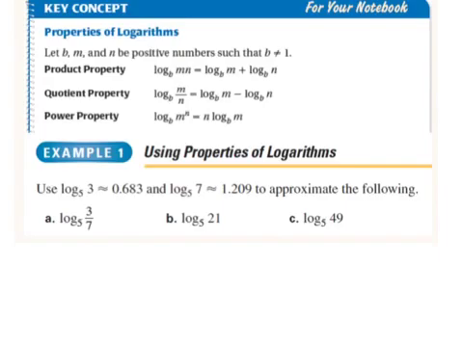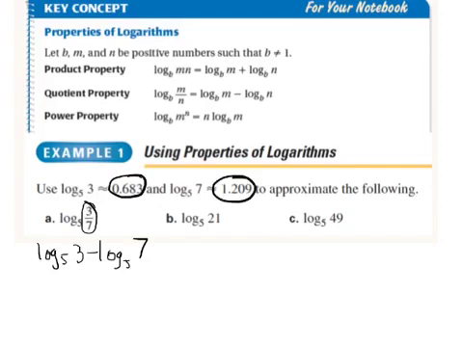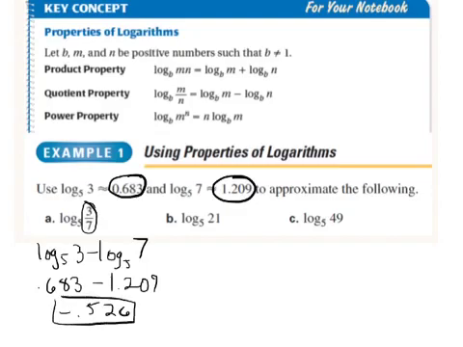So using the properties of logarithms, we can also approximate logarithms here. Okay, using these properties, since we're doing 3 over 7, you can say log base 5 of 3 minus log base 5 of 7, and then you can take those values, 0.683 minus 1.209, and you get negative 0.526.